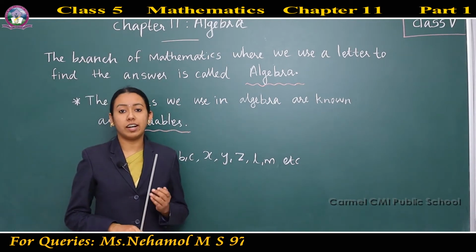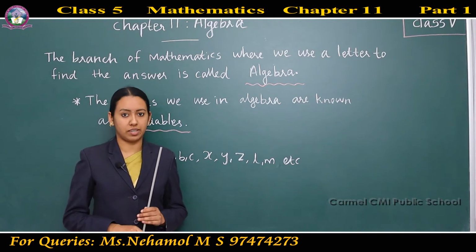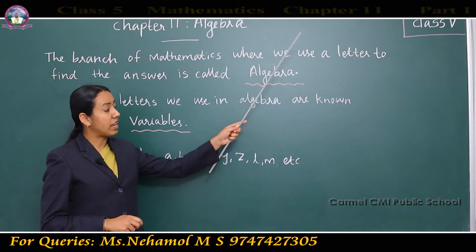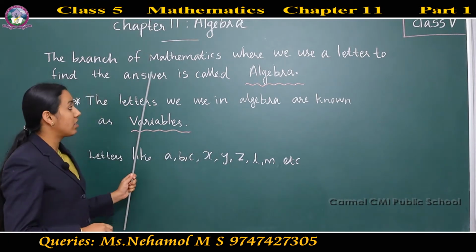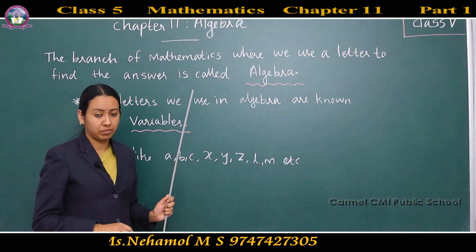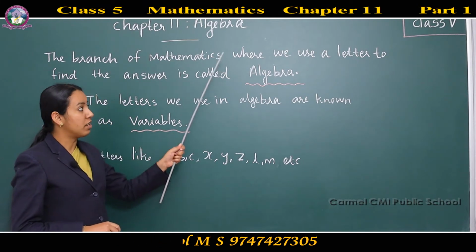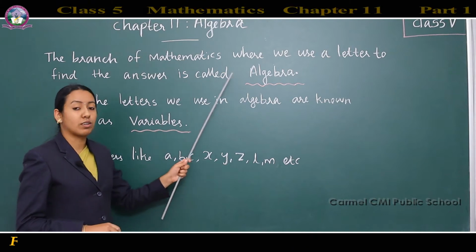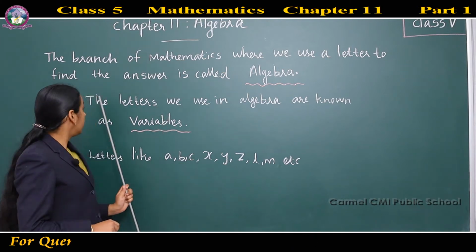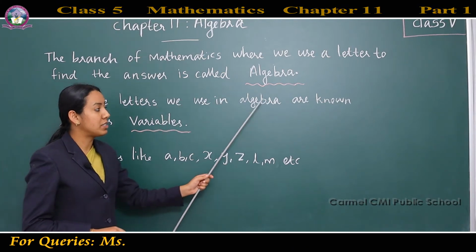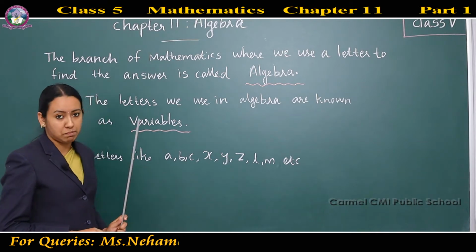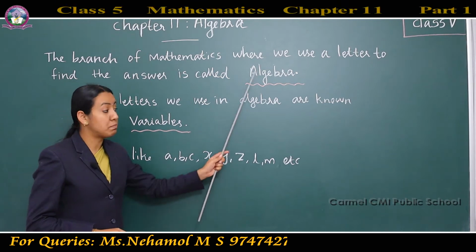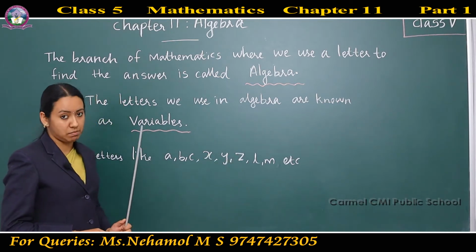You know that there are different branches of mathematics. The branch of mathematics where we use a letter to find the answer is called algebra. The letters we use in algebra are known as variables. What are variables? The letters we use in algebra are known as variables.